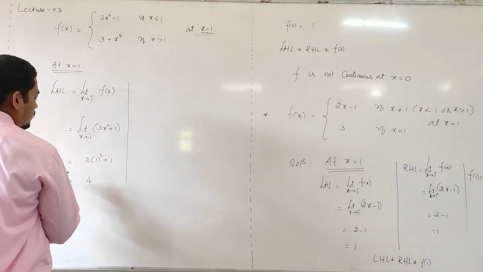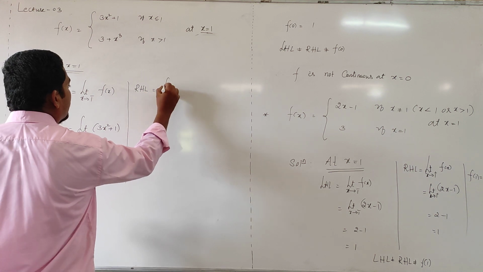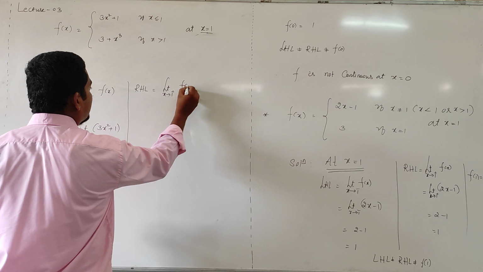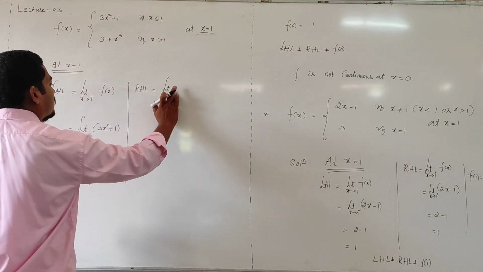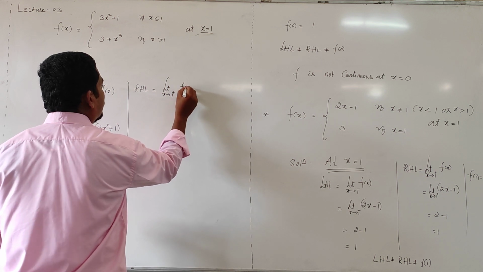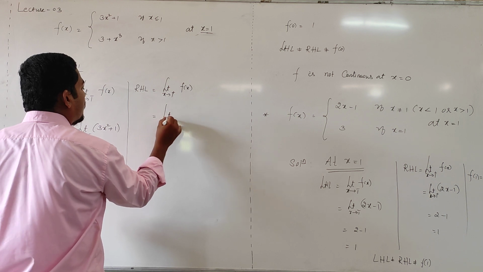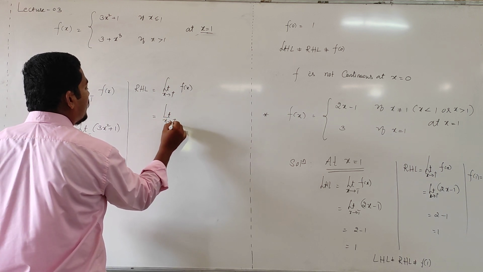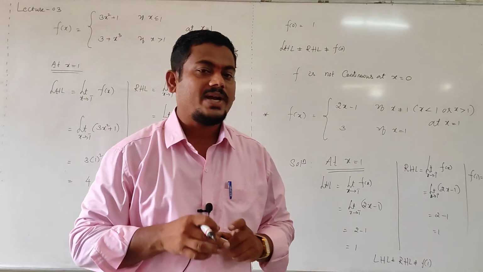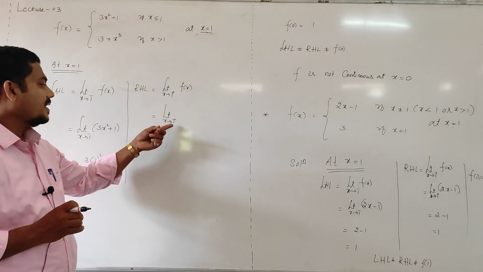Next, evaluate RHL, means right hand limit. Right hand limit notation at 1 is limit extending to 1 plus, first write in general function f of x, then limit extending to 1 plus. What is meaning of 1 plus? Means on the head, if you write positive sign, it indicates more than that point, means x value more than 1.